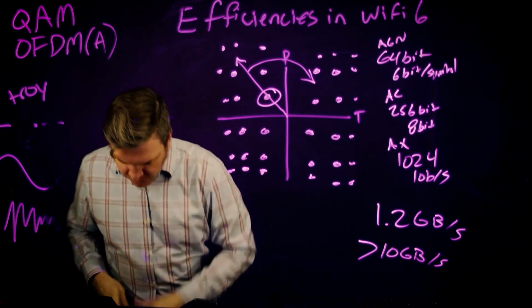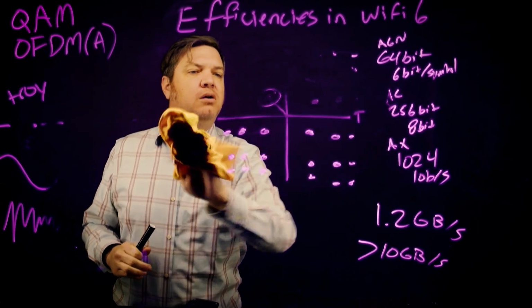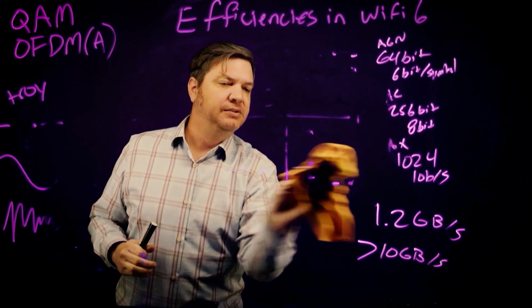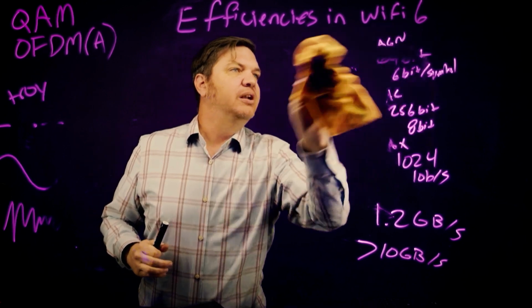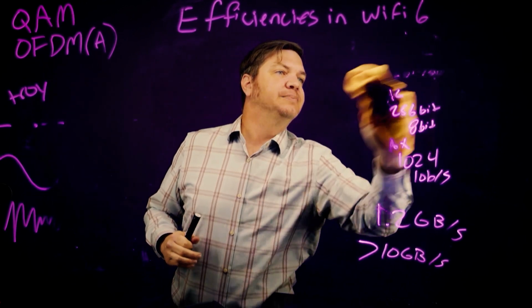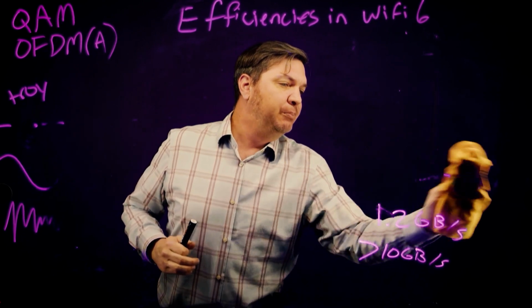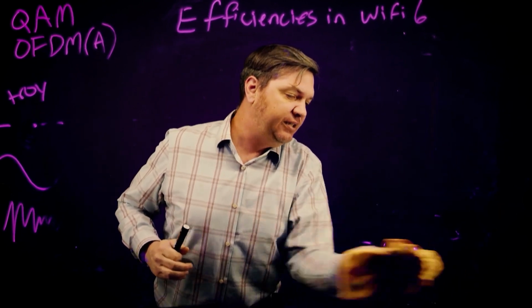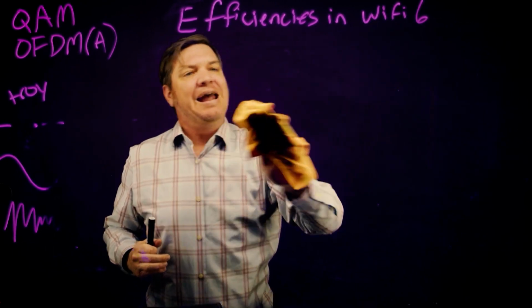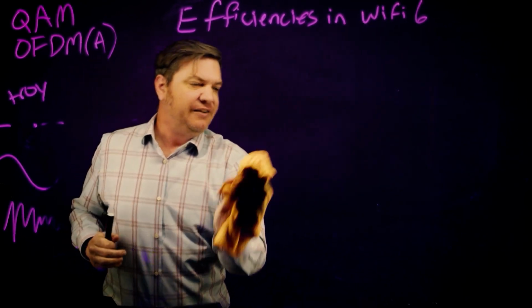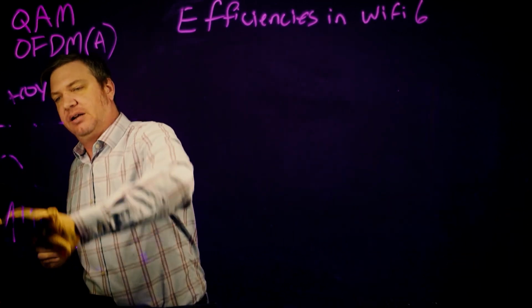So now we're going to talk a little bit about orthogonal frequency division multiplexing, which was the sort of 802.11ac technology, and how orthogonal frequency division multiple access, which is Wi-Fi 6, differs. And what OFDM and OFDMA do is give us the efficiencies and density for a ton of clients. And I'll show you why.